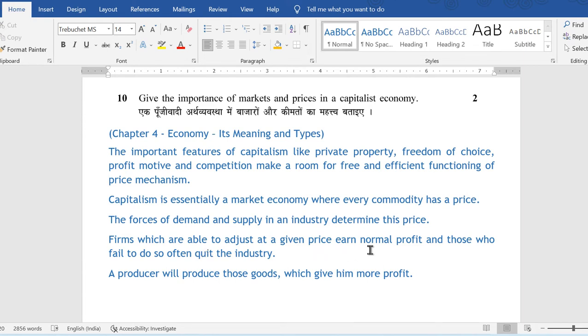Firms which are able to adjust at a given price earn normal profit, and those who do not make any profit or fail to make a profit will often quit the industry. A producer is one who will produce those goods which will give him profit.